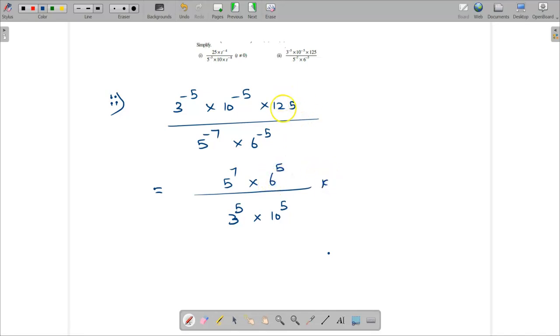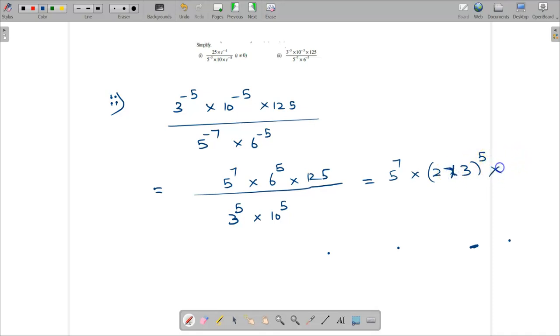And then this 125 remains the same as it is. There is no change in the 125, so you can just write it as multiplied by 125. Once you have done that, split and write the terms, factorize the terms and write the bigger terms. So how can we write 5 power 7 into 6? I can write 6 as 2 into 3, so 2 into 3 the whole power 5.